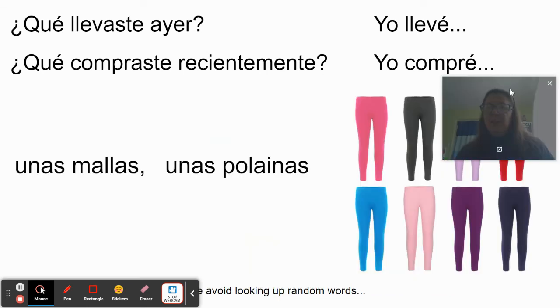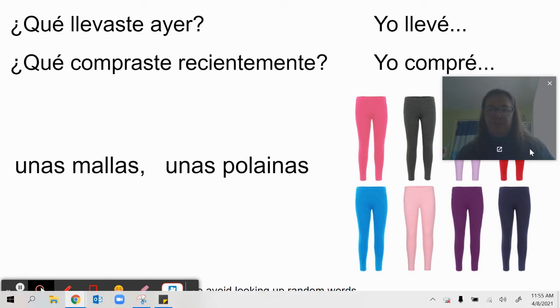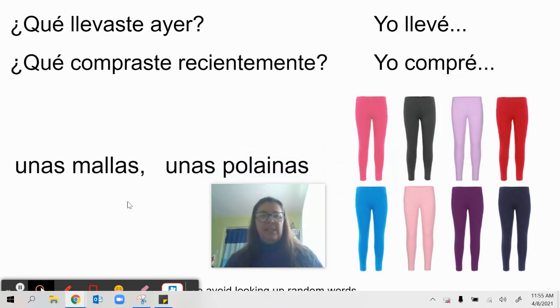Also, many students are asking for the word leggings. So, I'm going to ask you to please avoid constantly looking up random words on the internet. What I did is I did not know how to say leggings. And the first time I typed it in, up came leggings. Ah, yo compré leggings. Not every country wants to adopt an English word, and they have their own words for them. So I used Reverso Context and WordReference, compared the notes, searched around, and my research told me I could use unas mallas or unas polainas.